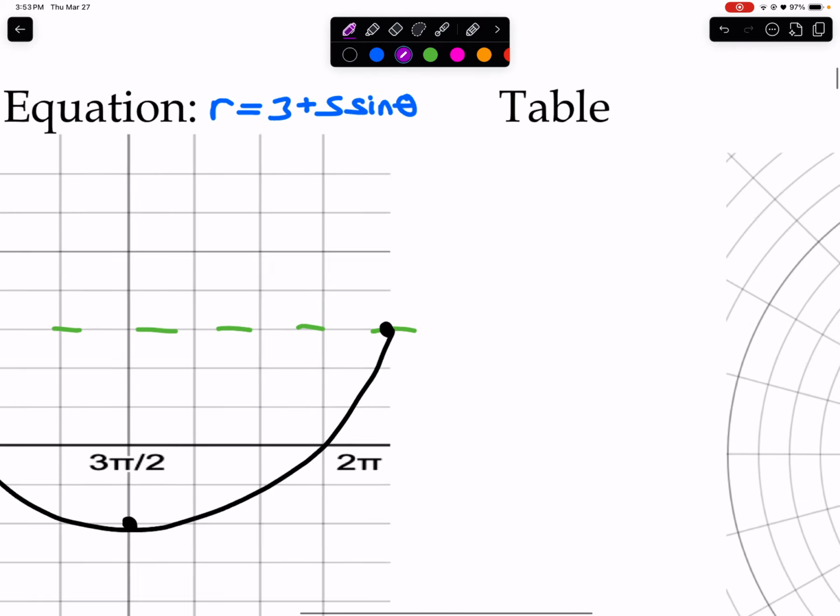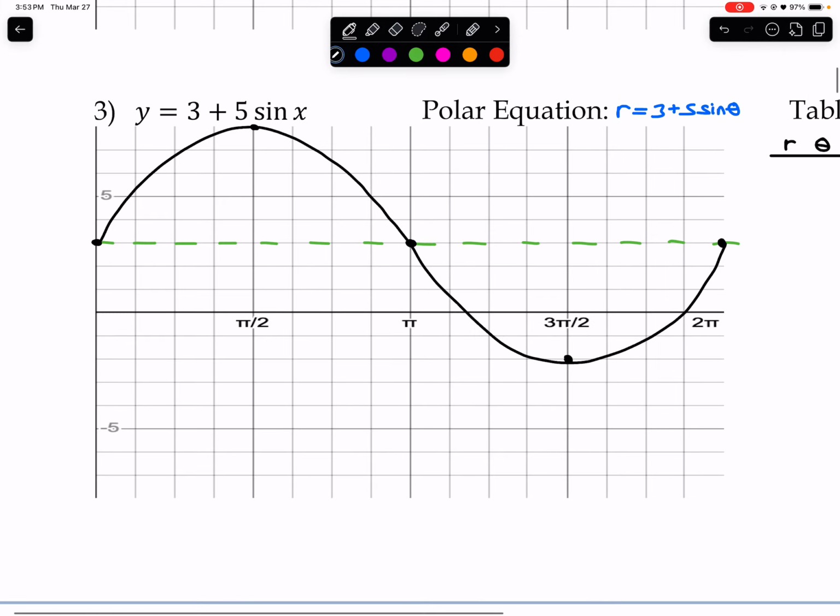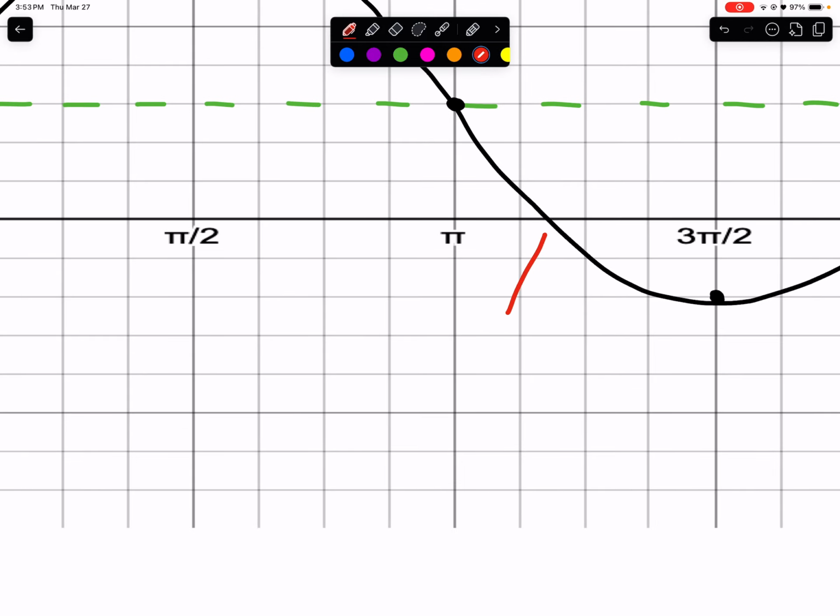So once again, I'm going to generate my table, which I think a table will be easier to have on this problem because it's going to be a little funky. Now, keep in mind, we do cross the x-axis, which tells me we're going to cross the pole.